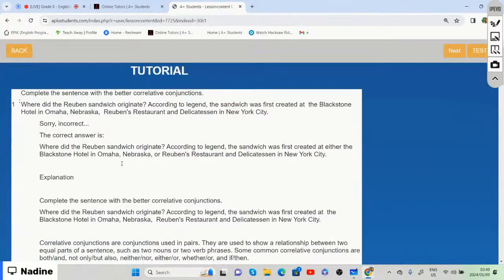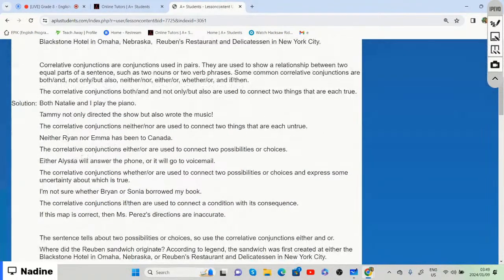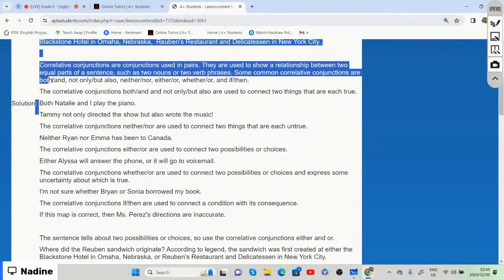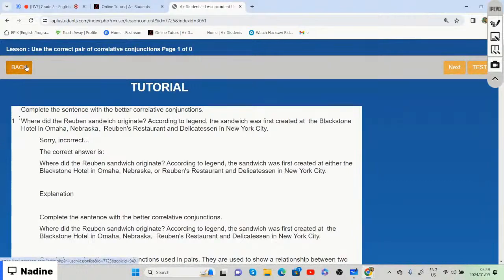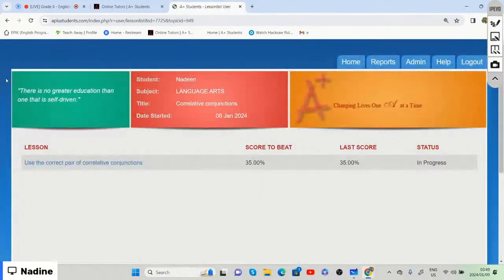All right, so that is the end of our lesson on correlative conjunctions. And we said correlative conjunctions are conjunctions that are used in pairs, and they show the relationship between two equal parts of a sentence, such as two nouns or two verb phrases. And we said some of our correlative conjunctions are both and, not only but also, neither nor, either or, whether or, and if then, right?